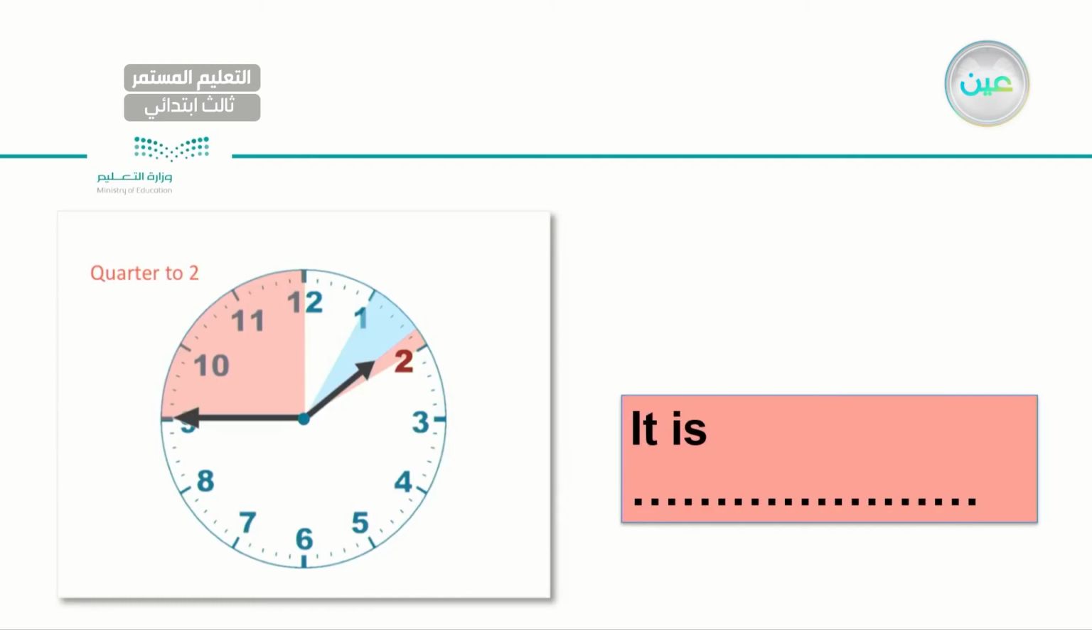Now, how about this one? If I ask you what time is it, my dear student? Again, it's not exactly 1 o'clock. It is not exactly 2 o'clock. It is quarter to 2. Very good. It is quarter to 2, or it is 1:45. So we might have 2 different answers here.